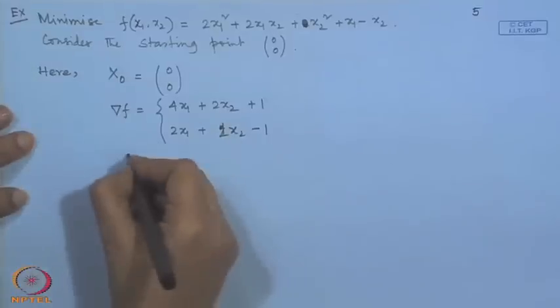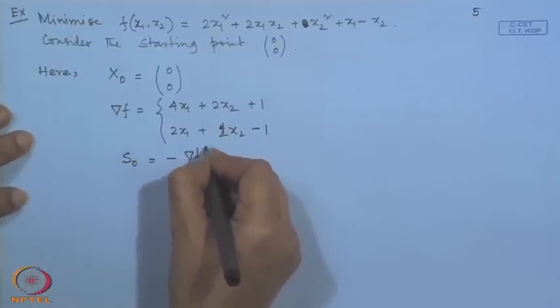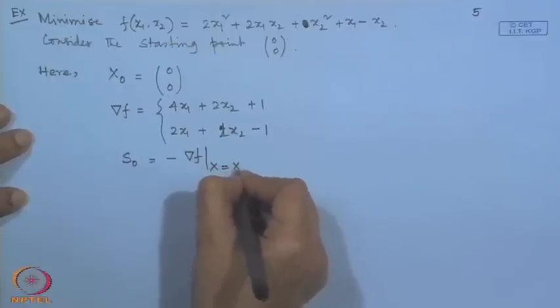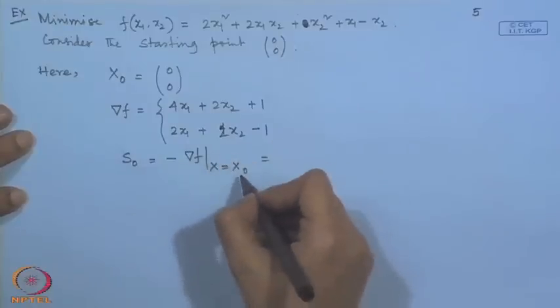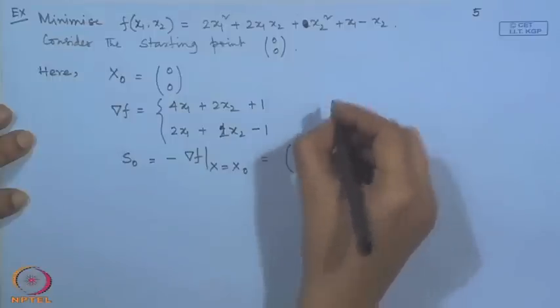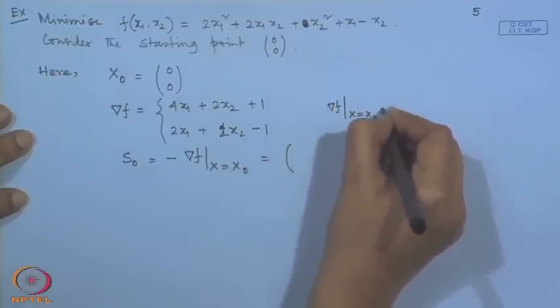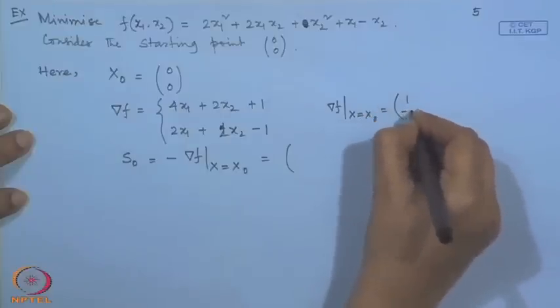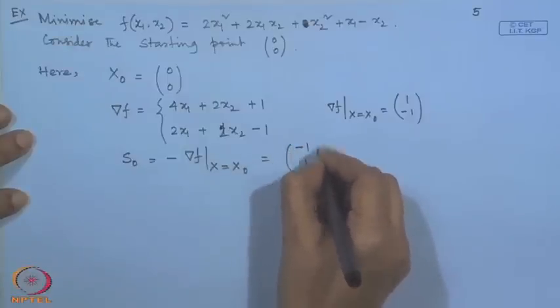Now, what would be S0? S0 would be the negative gradient direction at the point x equal to x0. If this is so, just put (0, 0) in this value, then grad f at x equal to x0 would be (1, -1). That is why S0 would be the negative of that, (-1, 1).